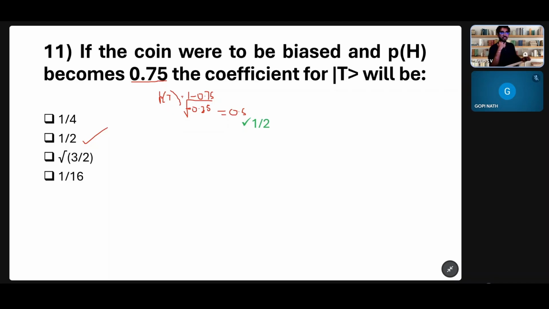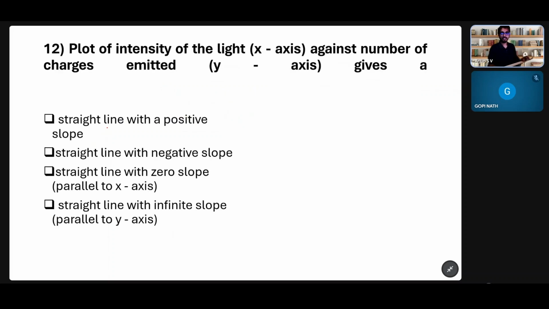Yeah. So I'll go on to the next question. I think the last four questions are just plot based questions, so those are kind of easier to answer, I think. The plot of intensity of light against number of charges emitted gives what kind of a slope?